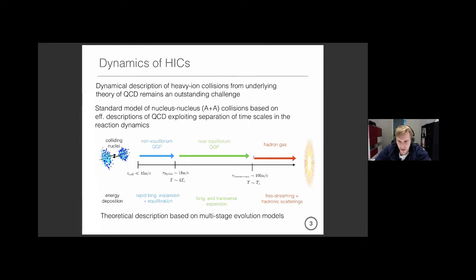The QGP ceases to exist, the energy is converted into hadrons, and this is what we ultimately measure in our detector. Typically, a theoretical description of a heavy ion collision consists of different models describing all of these regimes. We'd have some initial energy deposition model, a description of the pre-equilibrium state, a hydrodynamic stage, a freeze out or particleization procedure, and then some hadronic re-interactions.